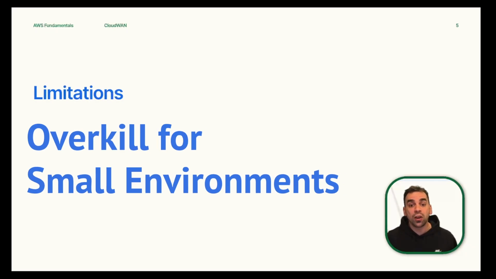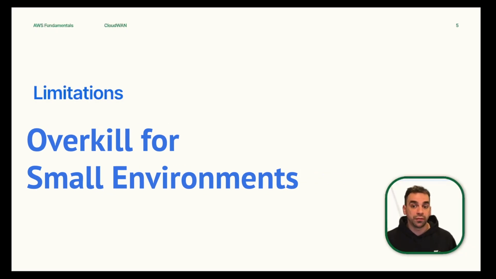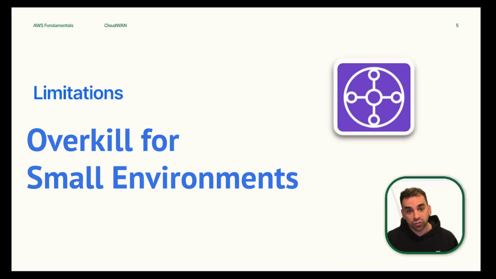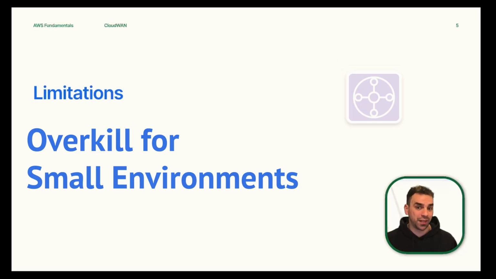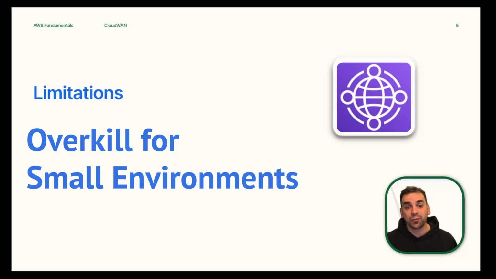Cloud WAN is powerful, but there are a few limitations and trade-offs to keep in mind. First, it's not always the right answer for smaller or simpler environments. AWS positions Transit Gateway as a strong fit when you operate in only a few regions and want to manage peering and routing yourself, whereas Cloud WAN is aimed for a more policy-driven global network.